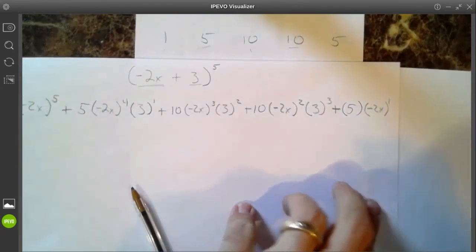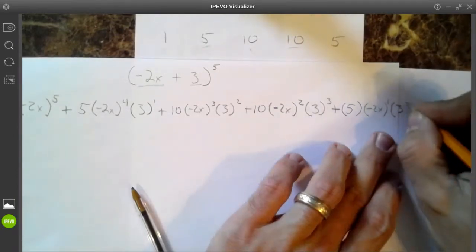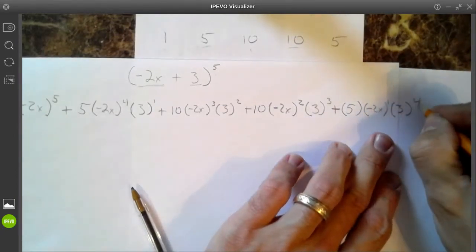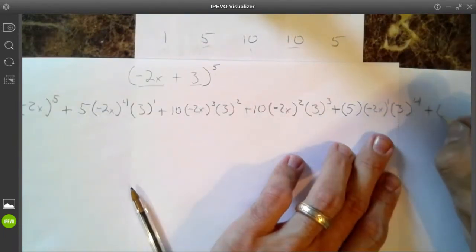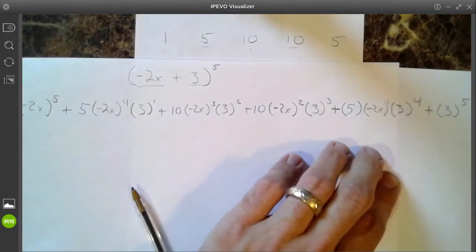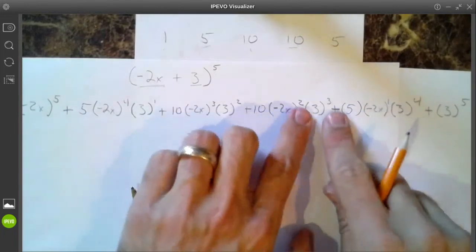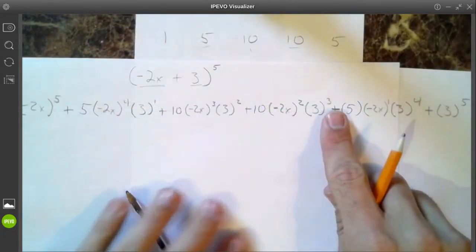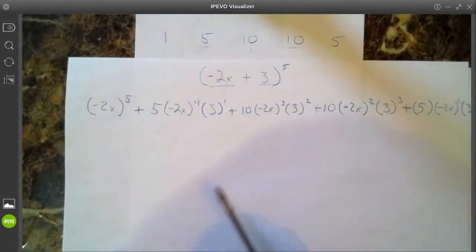To the first power, and then my 3 is going to bump up to the fourth power. Okay. And my last term will be a 3 to the fifth power. So you got to make sure, go back and check that all your powers add up to 5 this time. They should all add up to 5 this time. All right, let's work this thing out.